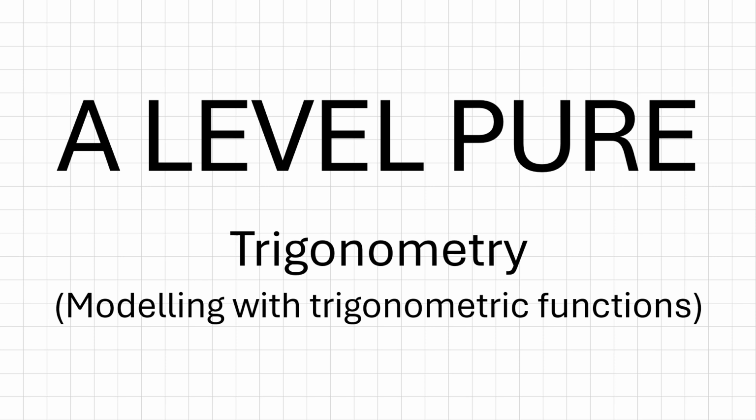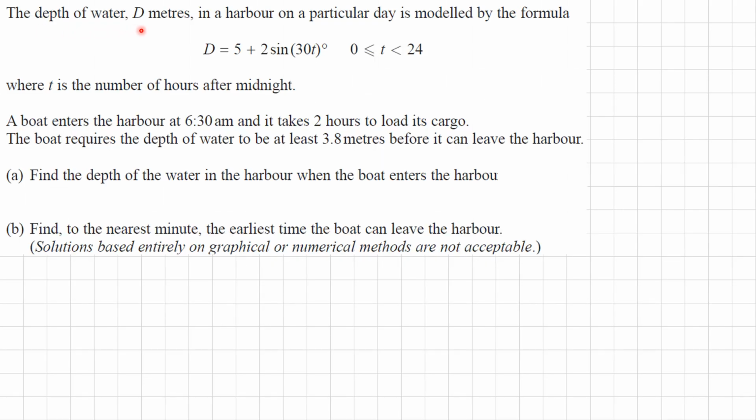This is an A-level pure question on trigonometry and modelling with trigonometric functions. The depth of water, d meters, in a harbour on a particular day is modelled by the formula d equals 5 plus 2 sine 30t, where t is greater than or equal to 0 but less than 24, where t is the number of hours after midnight.